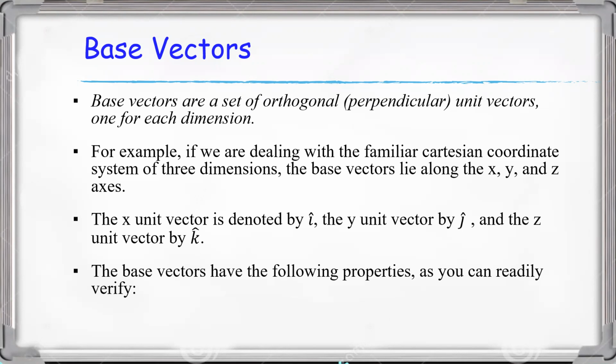In the previous lecture, when we were discussing the components of a vector, we used the three-dimensional Cartesian coordinate system. Here, we use the same coordinate system, that is the three-dimensional Cartesian coordinate system. In that case, the base vectors lie along the x, y, and z axis.